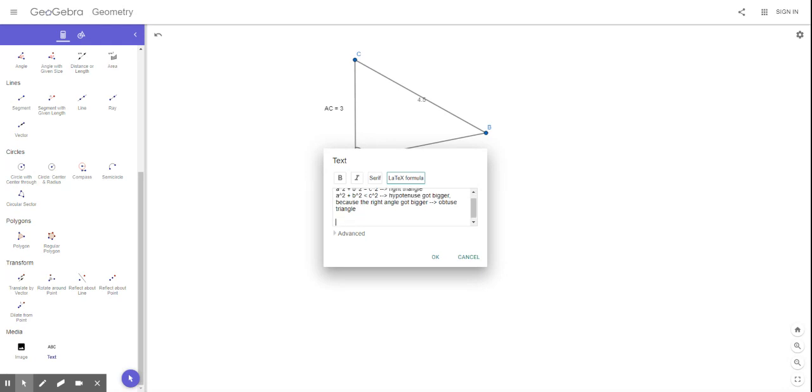Now, if a squared plus b squared is greater than c squared, the hypotenuse got smaller because the right angle got smaller. So it makes it an acute triangle.